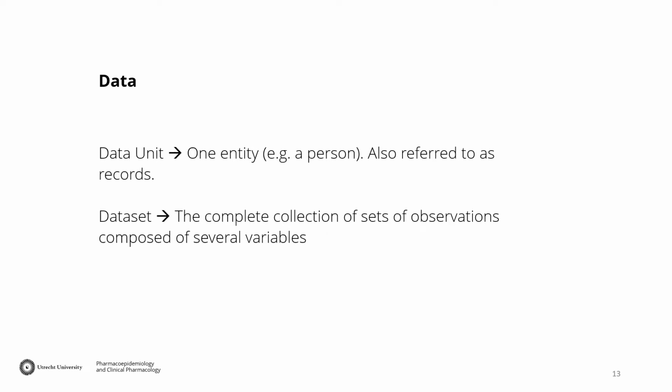On the other hand, we also have different data units, and data units are a single entity, a person for example, and they're also referred to as records. And then the whole, complete collection of the sets of observations is called a dataset. Those are typically composed of several variables. And I'll show an example of that.